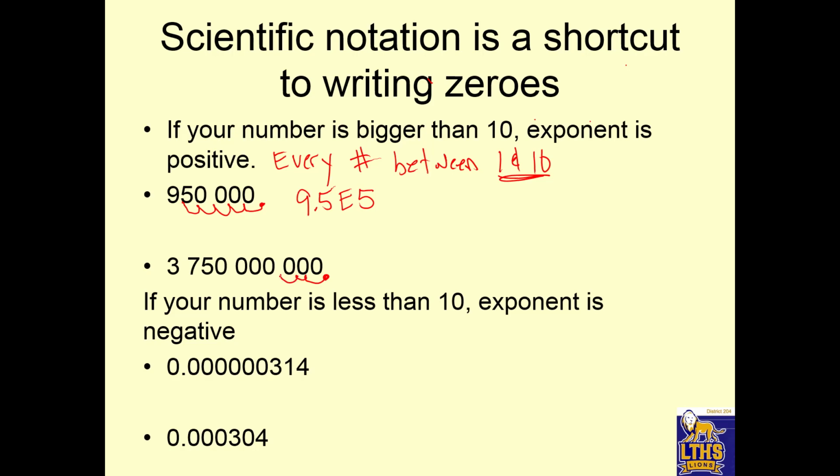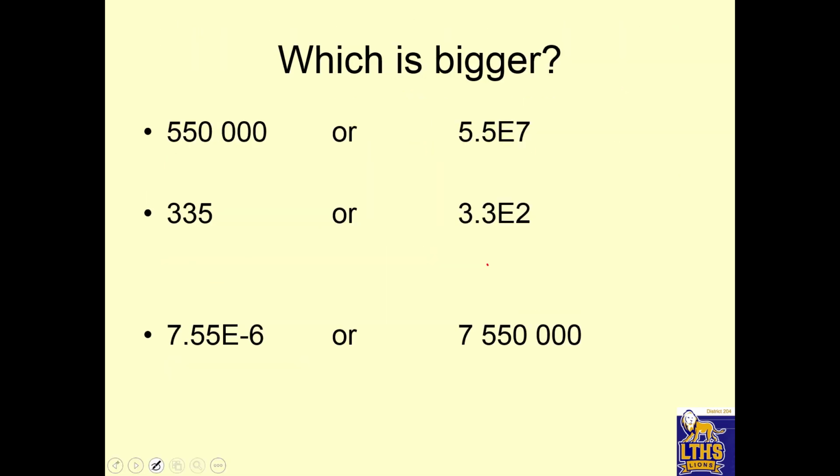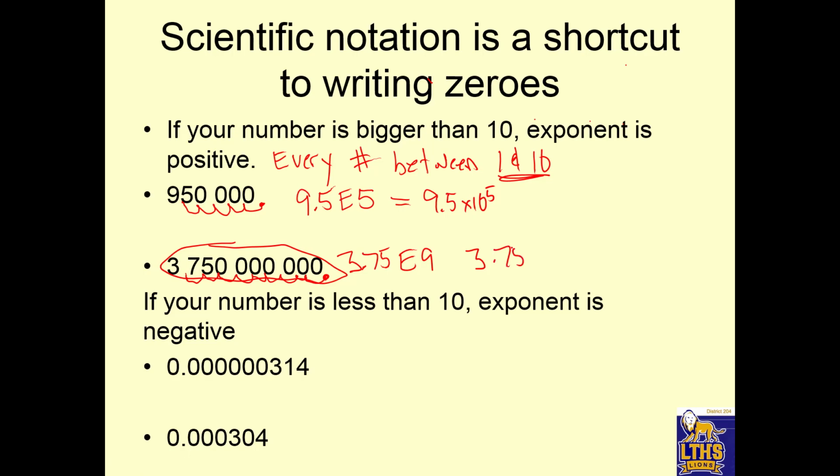My decimal point in my mind's eye is right here. 1, 2, 3, 4, 5, 6, 7, 8, 9. I moved it 9 times, so it's going to be E9. And this number is going to be 3.75. That's it. So this way, instead of having to write this huge number, you just put the E right here. Another thing that's equivalent to that is 9.5 times 10 to the 5th, or 3.75 times 10 to the 9th.